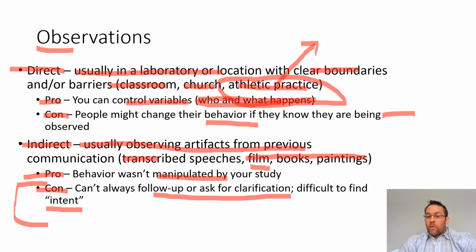If I go through some old films, maybe old athletic films, and I see that teams are playing differently from week to week, say I'm studying basketball teams in the 1950s, I see that they're playing differently, but their behavior wasn't manipulated. They didn't play differently because I was there observing them. But the con is that I can't follow up and ask for clarification, like, why did you choose this game strategy in week 1 and a different game strategy in game 2? So there are pros and cons to both direct and indirect observations.